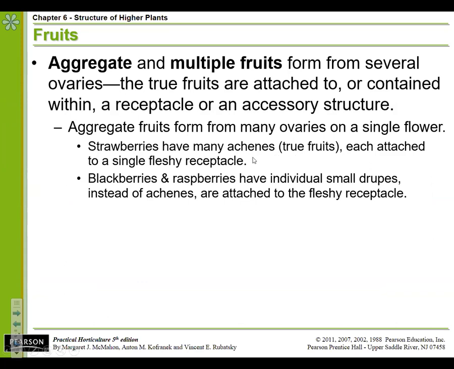So those seeds are actually inside that achene that we see on the outside of the strawberry fruit. They're all connected to create this aggregate fruit. Blackberries and raspberries have individual small drupes. So it can be a pain eating those fruits, right? You've got to floss afterwards because those seeds get stuck in your teeth. Because each of those fleshy coverings is actually technically one individual drupe and contains one seed in it.